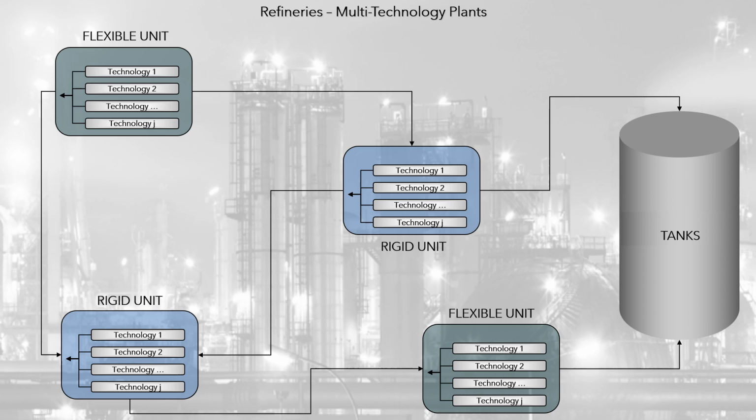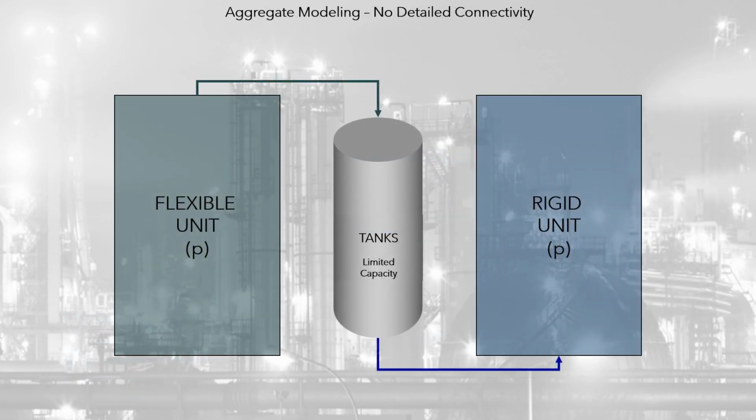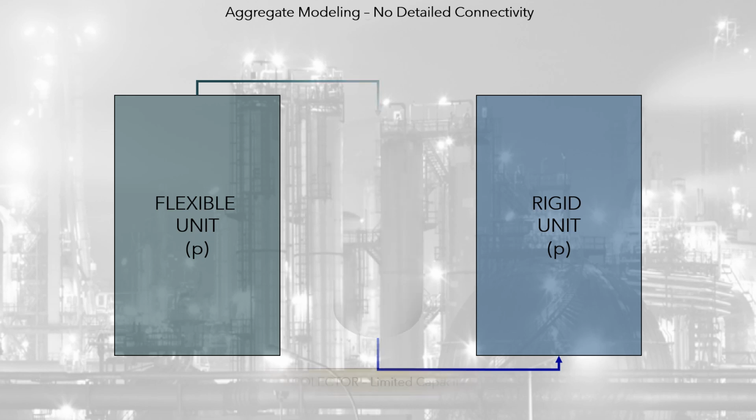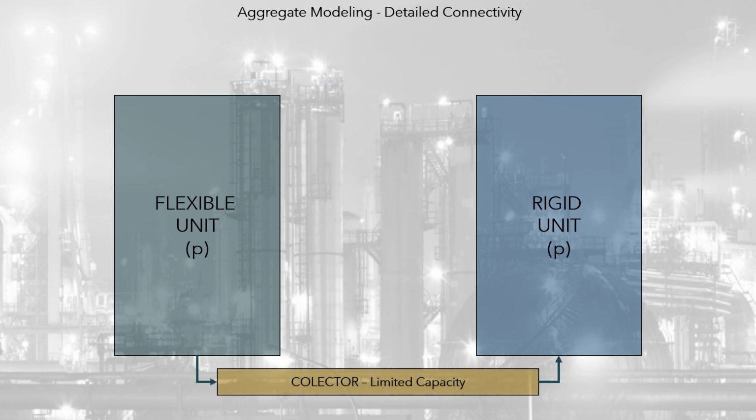The modeling of the connectivity between production units can be done in an aggregated way, through tanks, or in detail through collectors. This representation is appropriate when one wants to visualize bottlenecks in the flow of products, and when one wants to link the auxiliary service plant with the process plant.